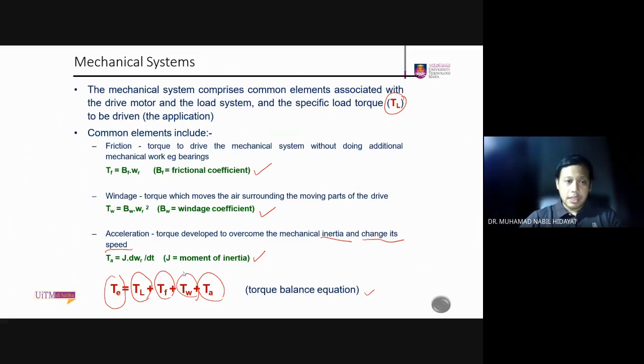And also you have the acceleration, the torque developed to overcome the mechanical inertia and the change of its speed. So you have TA, with that equation, to counter the moment of inertia. So you have the equation of TE: torque developed TE equals the mechanical load torque TL, plus torque friction, torque windage, and also torque acceleration. So you have your torque balance equation.